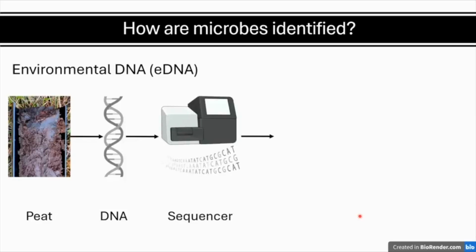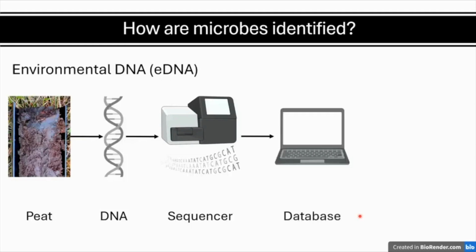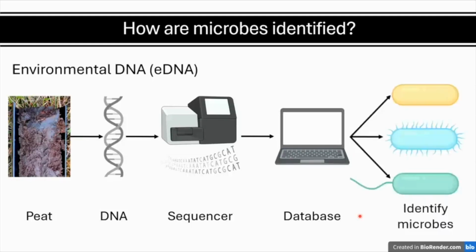And I will get lots and lots of different DNA sequences. And each of those sequences is like a barcode that is specific to a particular microbe. So once I've got all those DNA sequences, I can then compare them to a database of known microbes. And that will allow me to identify which ones were present in the peat. I'm in these first two stages.